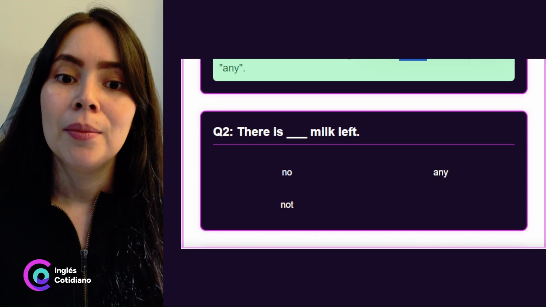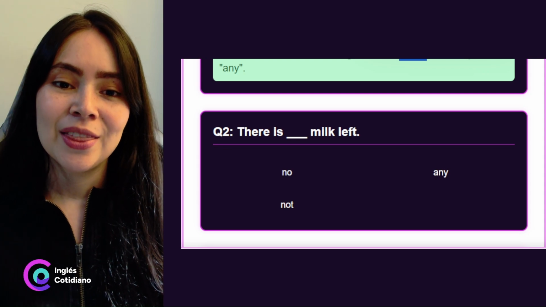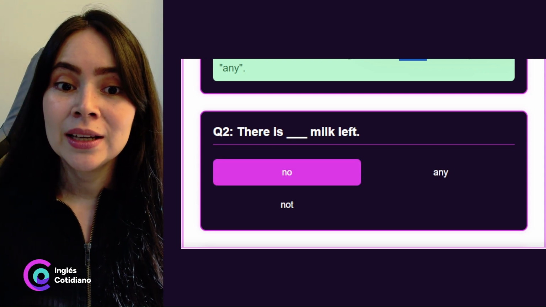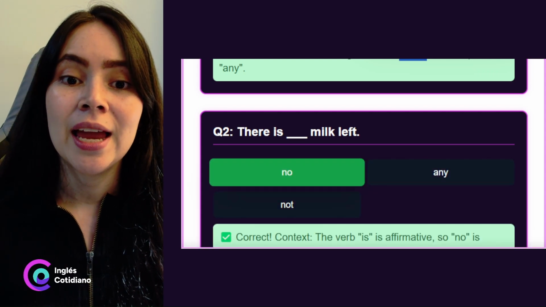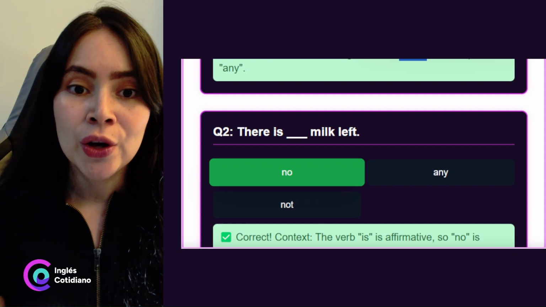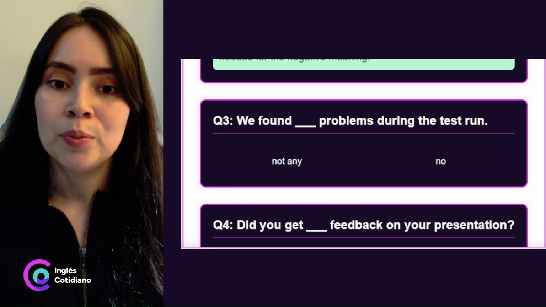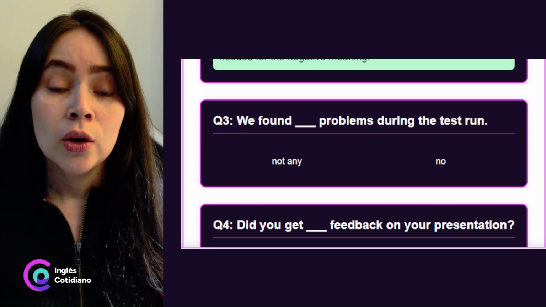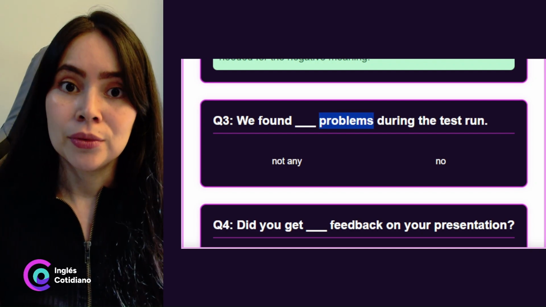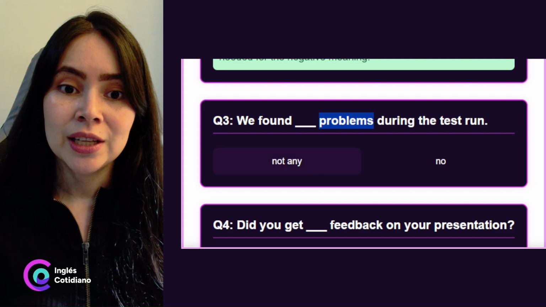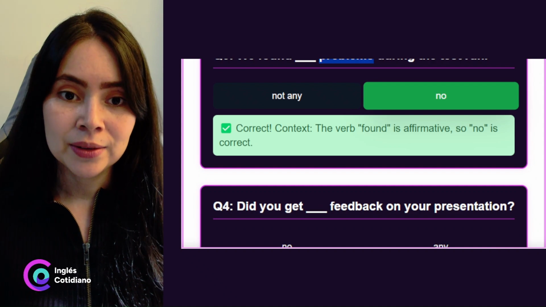Second, there is milk left. There is no milk, not any milk. The correct option is there is no milk left. The third example, we found problems during the test run. Not any, no. We found no problems during the test run.